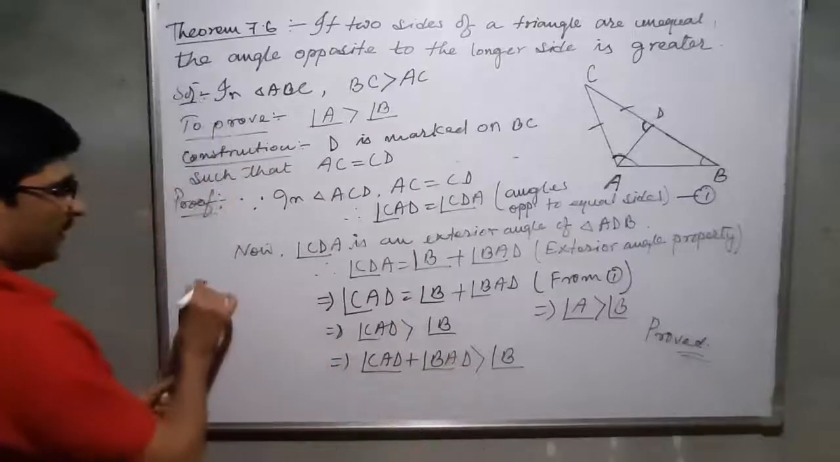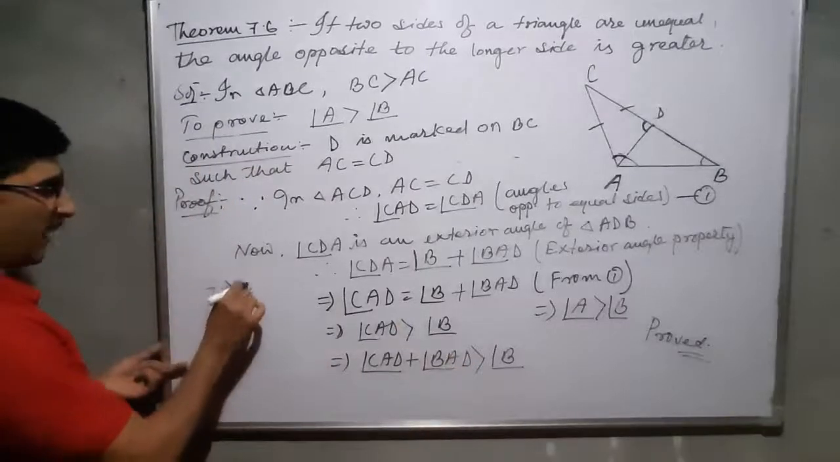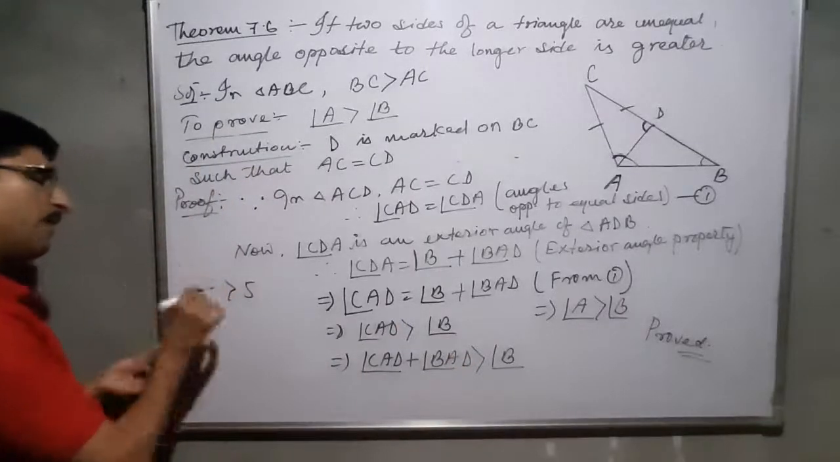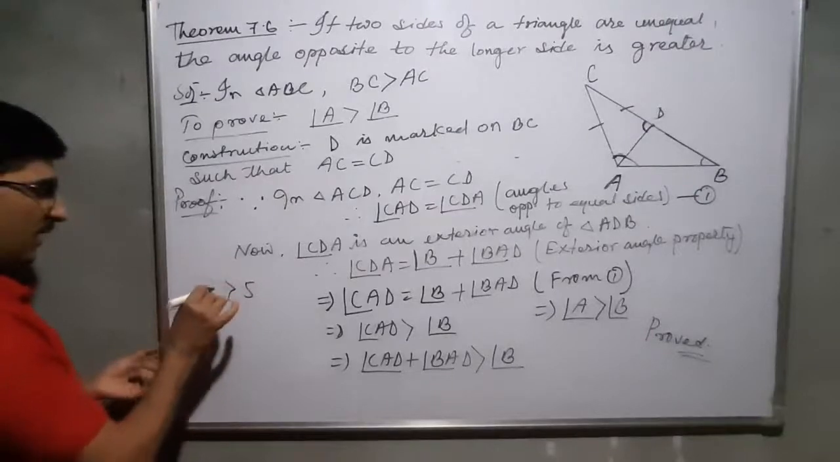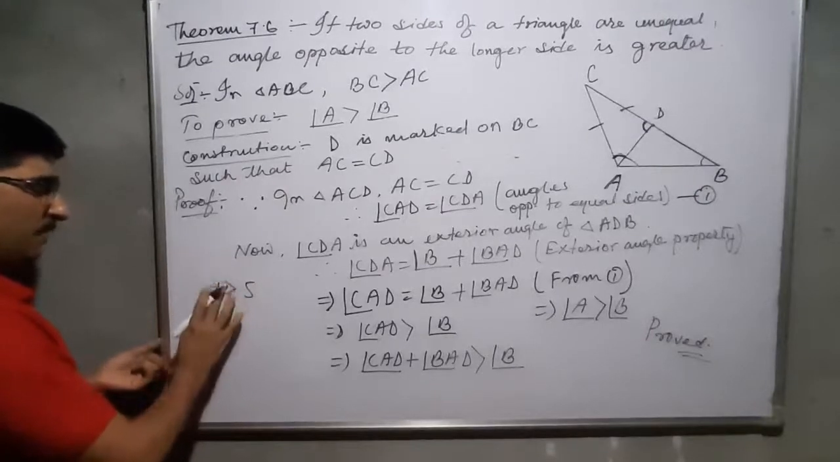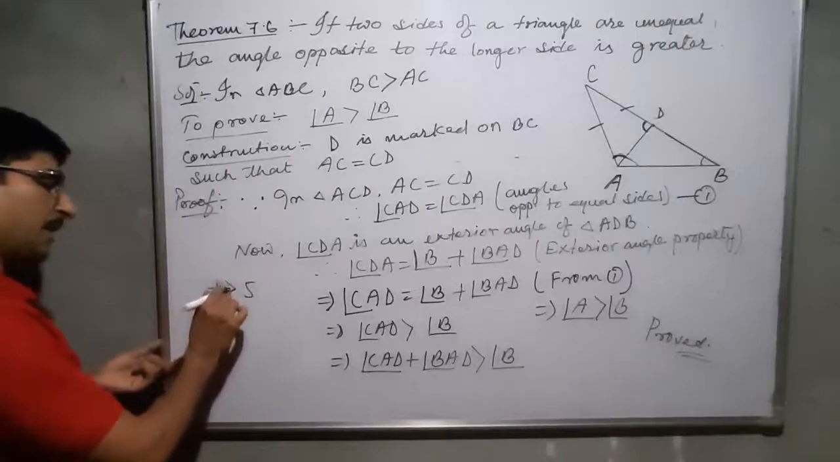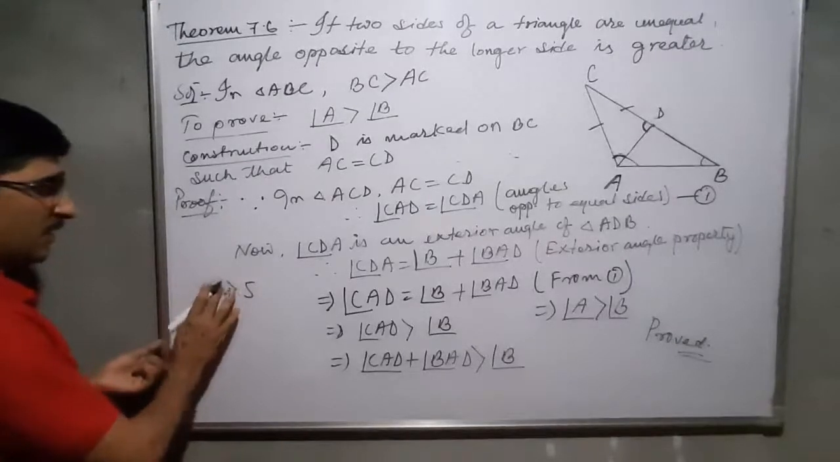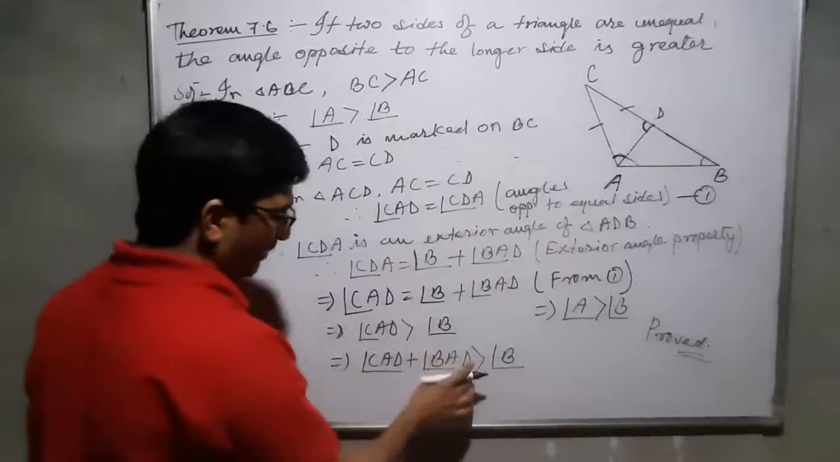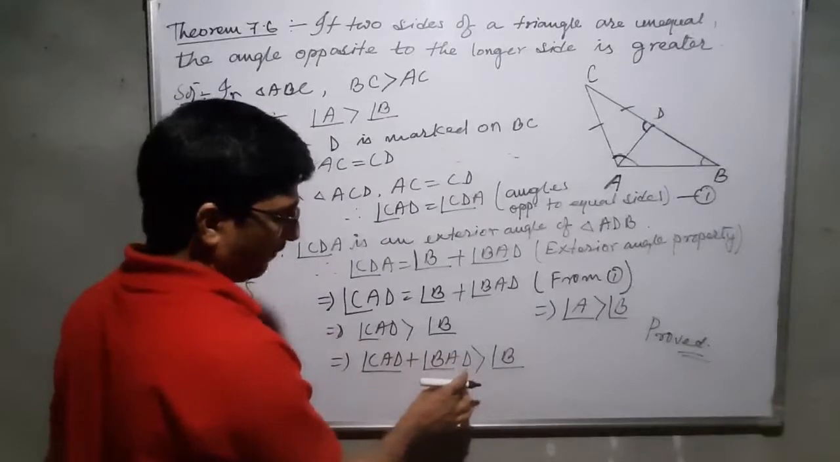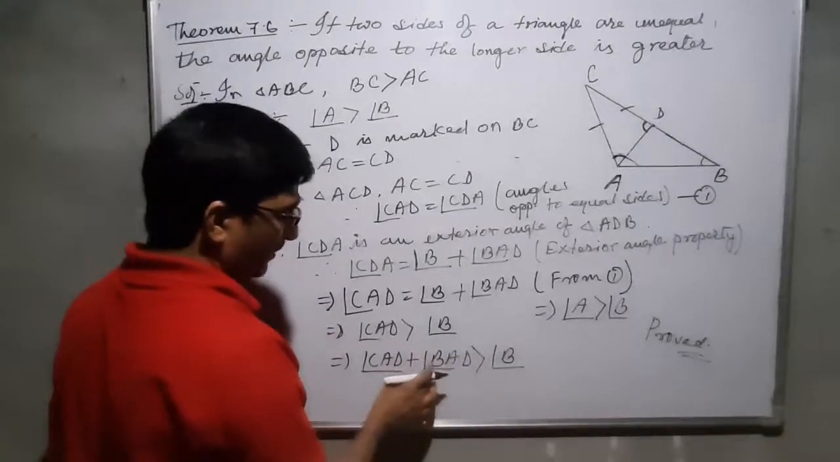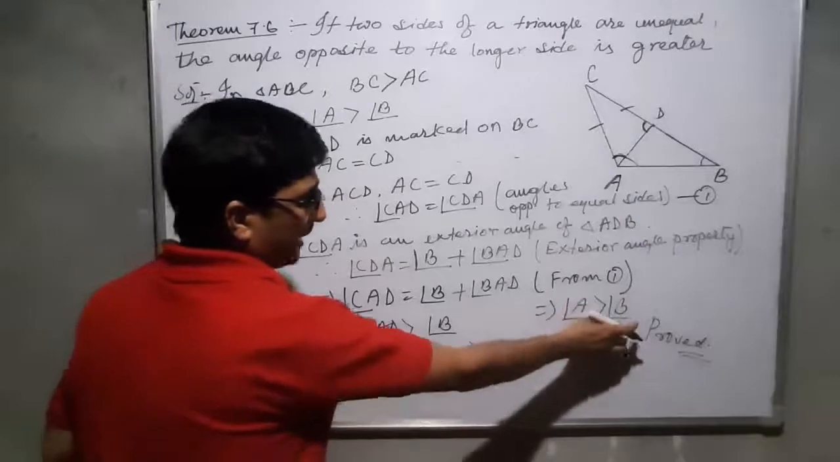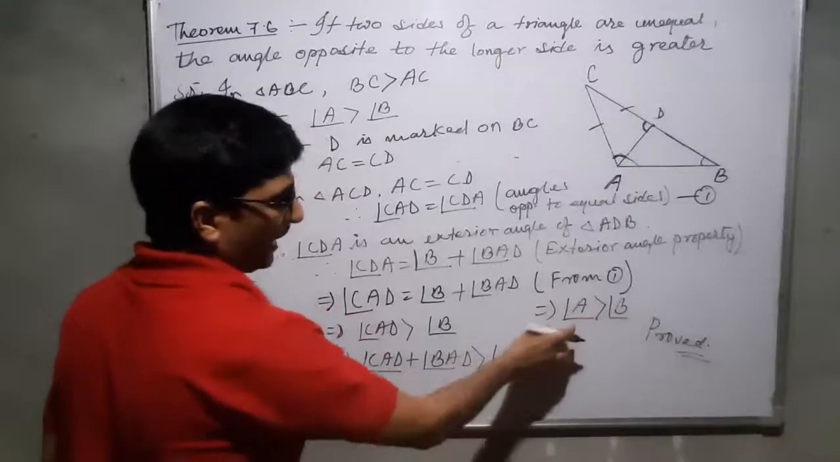That means 7 is greater than, suppose, 5. Anything you add here, it will remain greater than 5 or not? If I add 2 here, it will be greater than 5. If you add 100, it will be greater. If you add something here, it will always be greater than 5. So here I have added BAD to CAD. CAD plus BAD makes angle A, so angle A is greater than angle B. Hence it is proved.